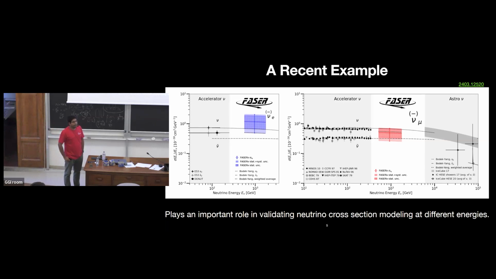40 TeV. Okay. But that's a neutrino. But that's electron proton.